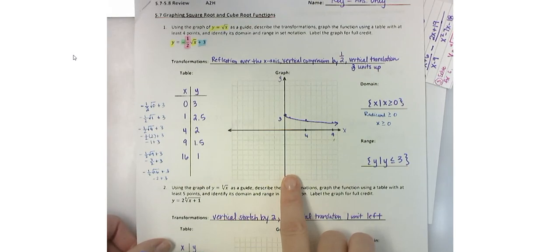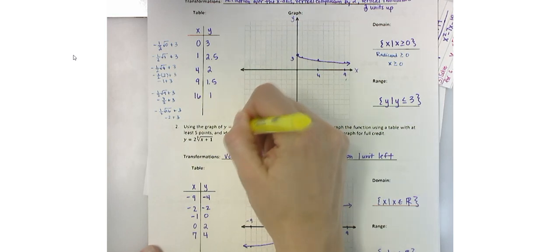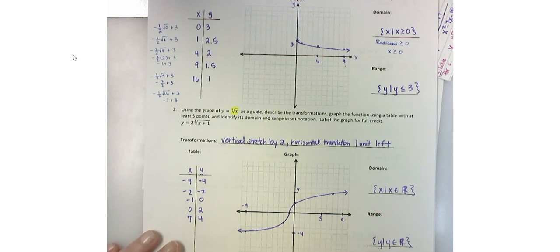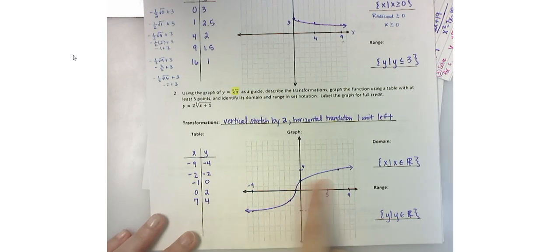Okay, for number 2, you're using the cube root. Now, because there's no restrictions with the cube root, we know that the domain is going to be all real numbers. With the cube root, the arrows go in both directions. And because your arrows go in both directions, this is going to be all real numbers. Okay? The domain is all real numbers because you can take the cube root of anything.